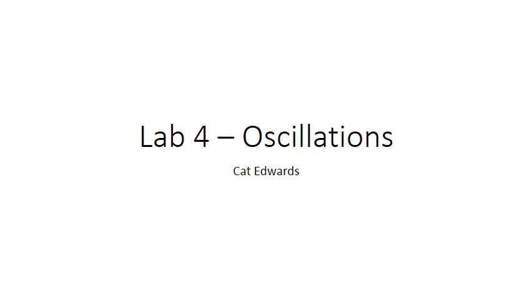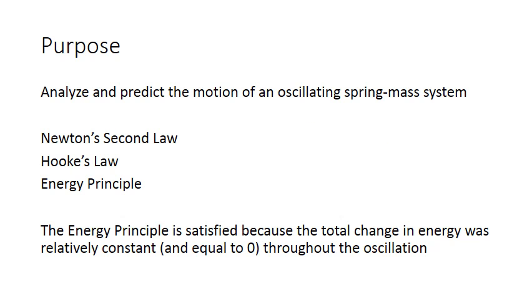Lab 4, Oscillations. The purpose of this lab is to analyze and predict the motion of a spring mass system in which the mass swings in an arc while oscillating on the spring. We will do this by creating a computational model using Newton's second law, Hooke's law, and the energy principle.